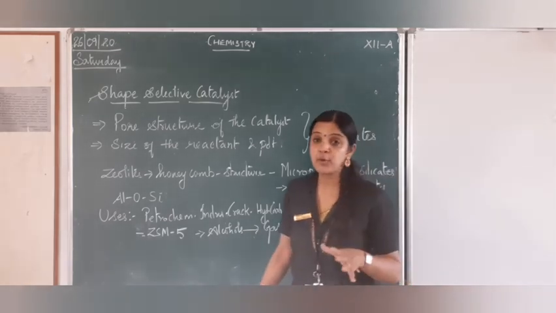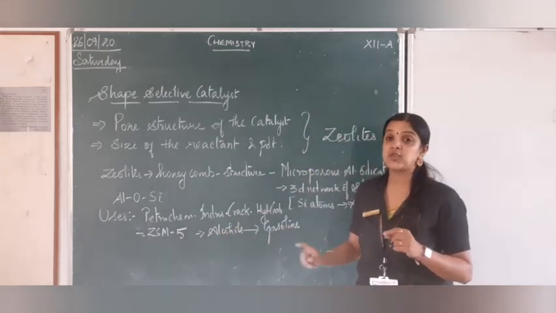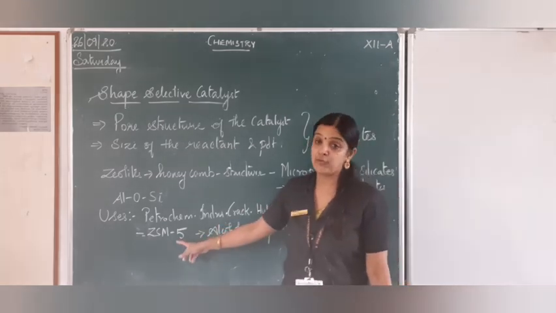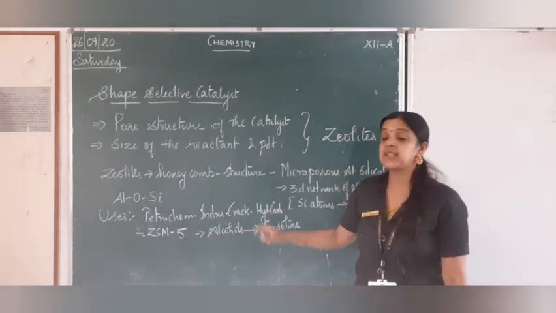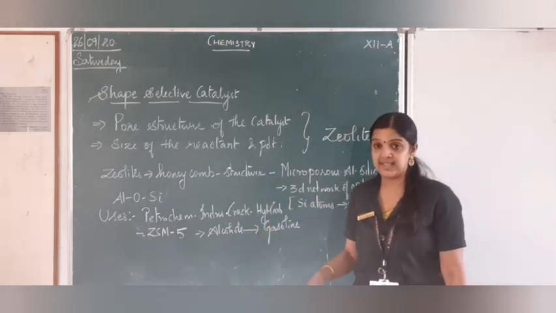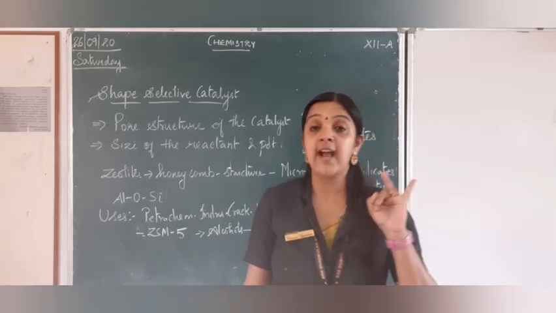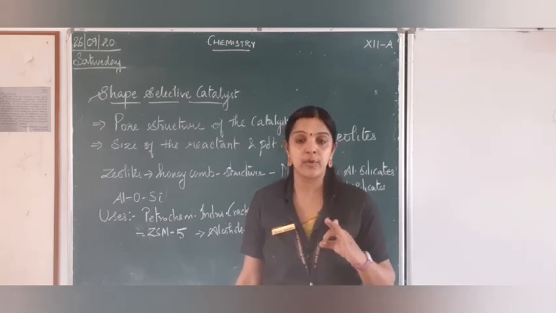This is a common board question, children. ZSM converts alcohol into gasoline directly. That is, when you use ZSM 5, this is the name of a zeolite, it will immediately convert this alcohol into gasoline directly. So, what are shape selective catalysts? Example zeolite, and how they are used in the industry. It is a very important board question.